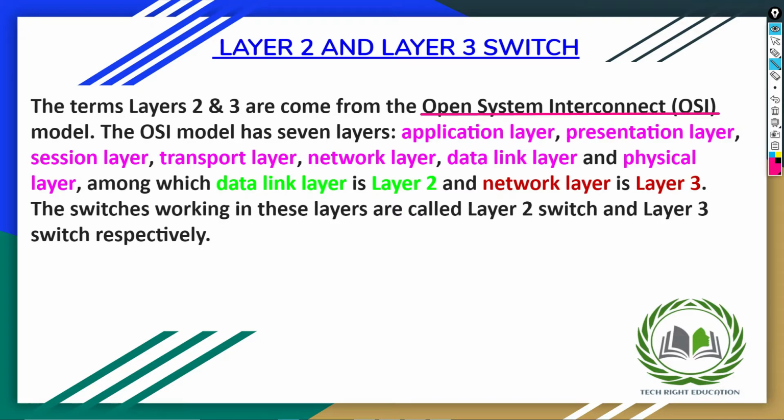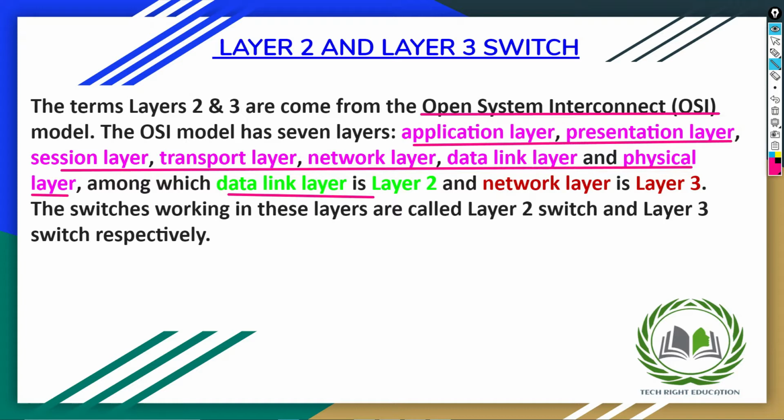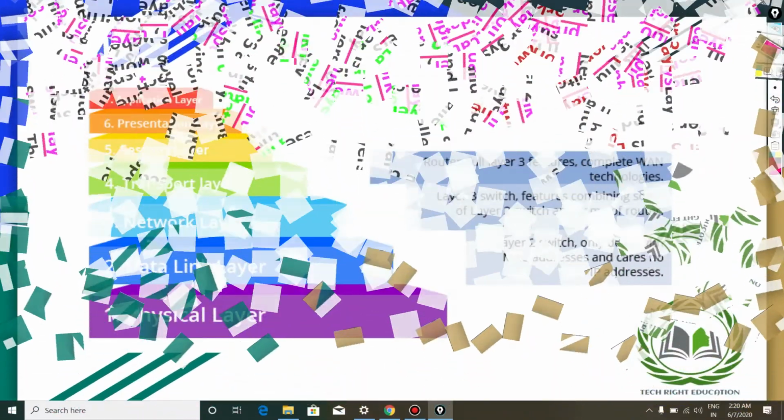I have given the link in the description so that you can better understand about layers, which is layer 1, layer 2 and so on. So basically the OSI model has 7 layers, and these layers are application layer, presentation layer, session layer, transport layer, network layer, data link layer and physical layer. If I talk about the data link layer, it is layer 2 of the OSI model, and the switch which is present on this layer is a layer 2 switch. If I talk about the network layer, it is layer 3 of the OSI model, and the switch which is present on this particular layer is called a layer 3 switch.